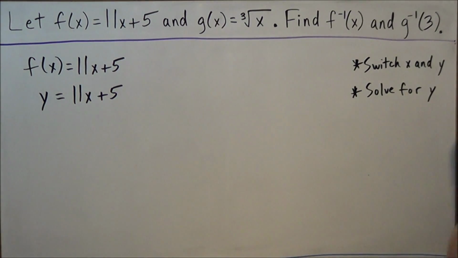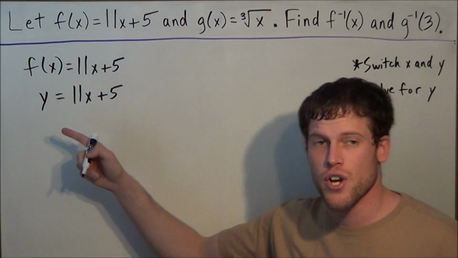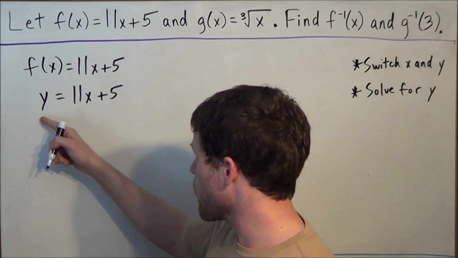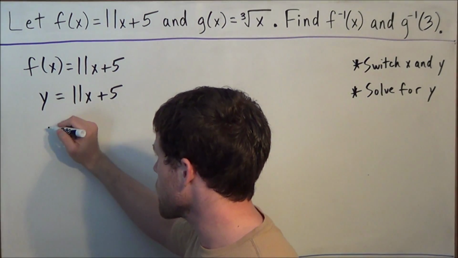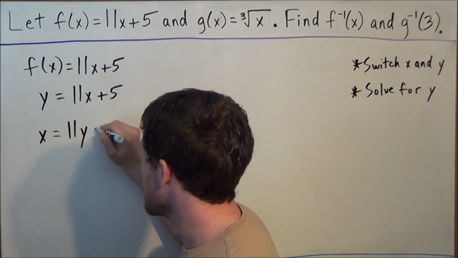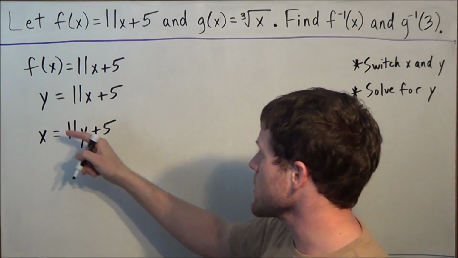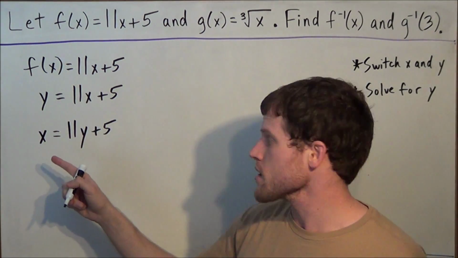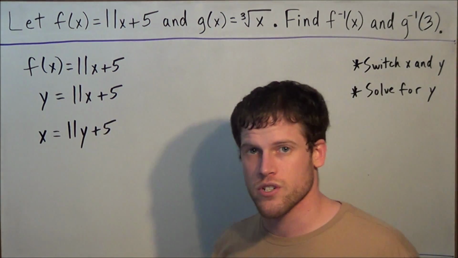Okay, so now that we have these two steps written, notice the first thing that we want to do is we're going to switch x and y. So here, instead of y equals, we're switching x and y, so we're going to have x equals 11y plus 5. So all we did was anytime we saw a y, we're switching it with x, and anytime we see an x, we're going to switch it with y.